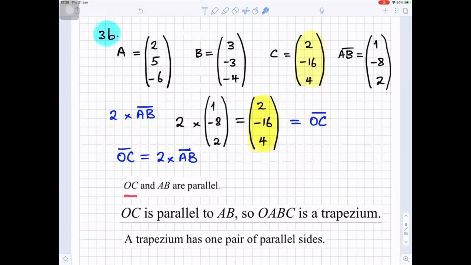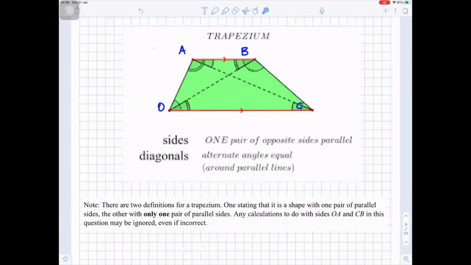That means OC and AB are parallel. OC is parallel to AB. So OABC is a trapezium. A trapezium has one pair of parallel sides. So I've got here a diagram for a trapezium. That means AB is parallel to OC. So in a trapezium, one pair of opposite sides are parallel.